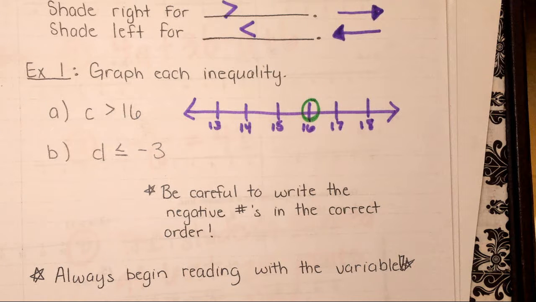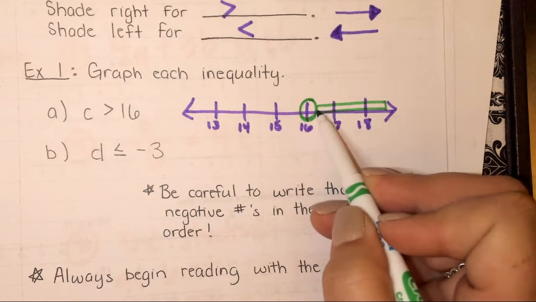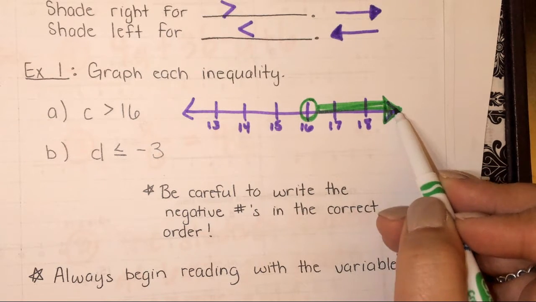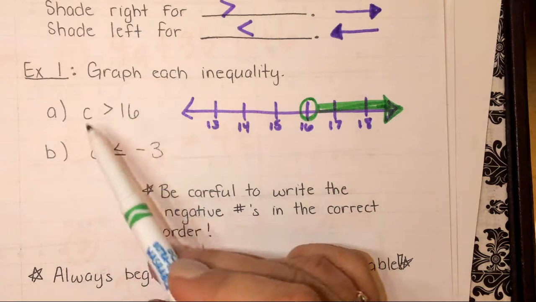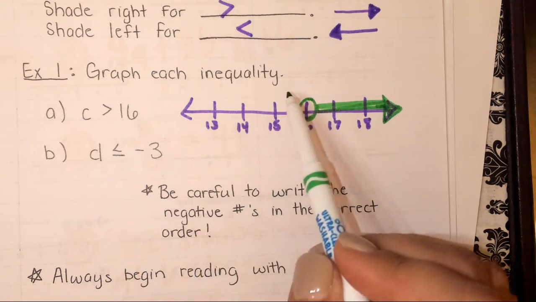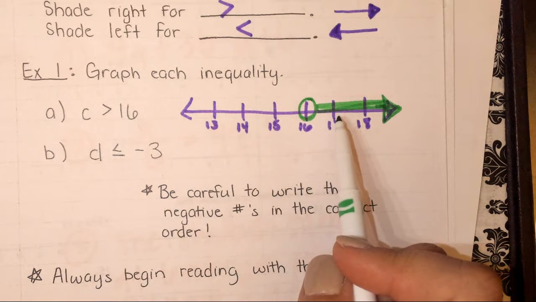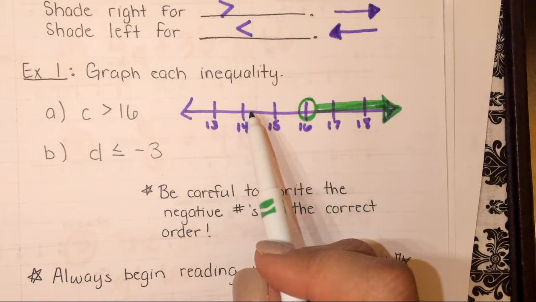Then which direction do we shade in? Greater, which is to the right. The direction that your arrow is pointing. I also want to shade in my arrow at the end because I want to make sure they know that the number line will continue. So this means the solution for this inequality could be anything greater than 16. Could it be 17? Yes. 18? Yes. Could it be anything less? No.